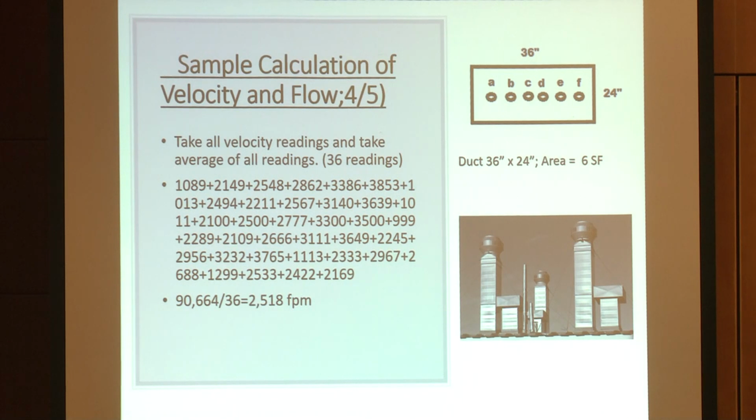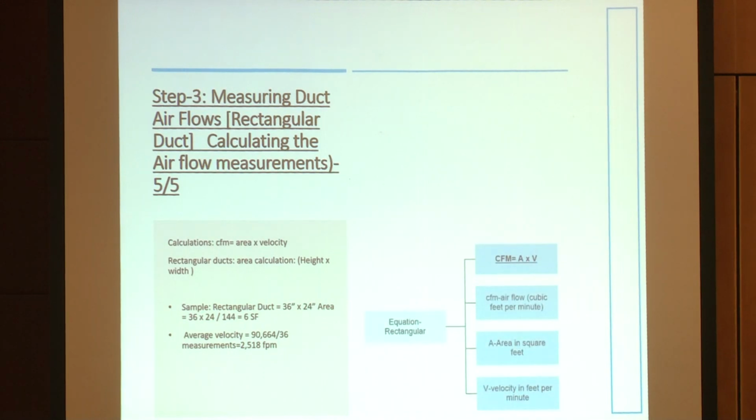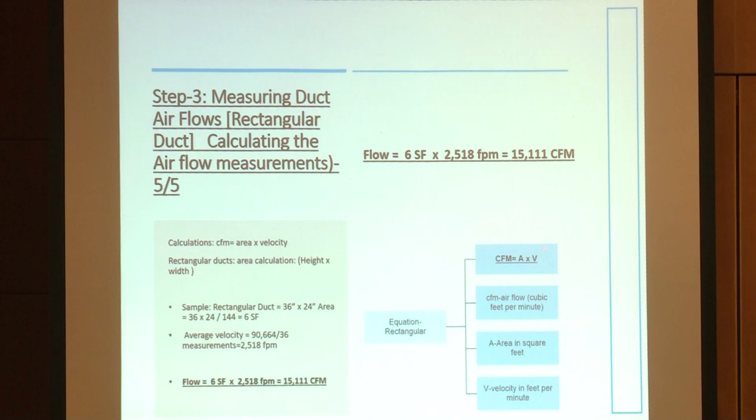And then once you have the average, which is your average velocity in feet per minute, and you've got this duct, 36 by 24, which is 6 square feet, you then simply take your formula, right? That CFM is area times velocity. You take your 6 square foot area times your 2518 feet per minute velocity, and boom, there's your CFM, 15,111.